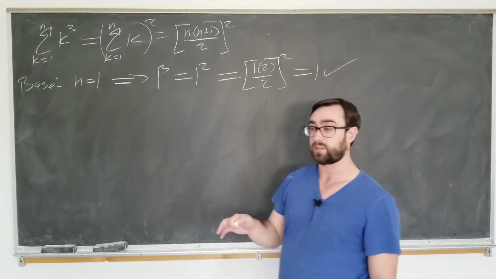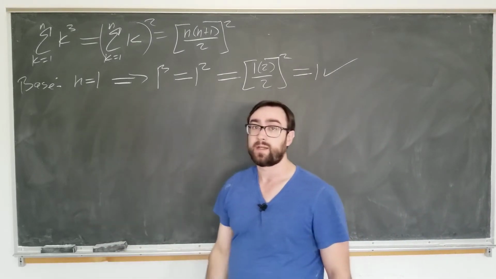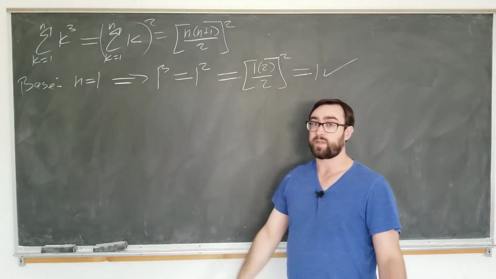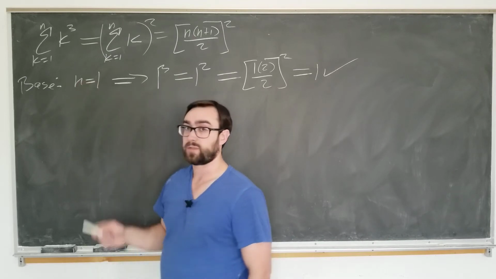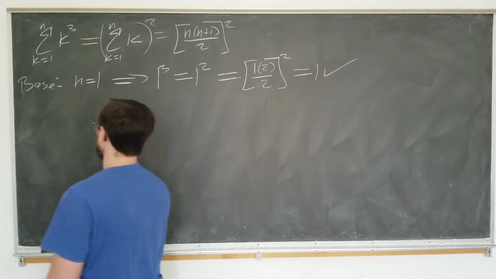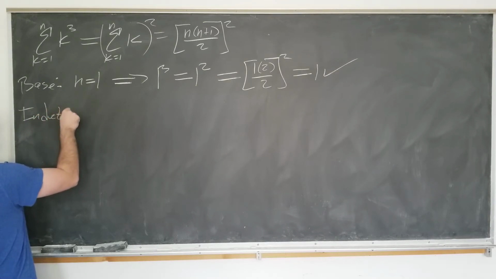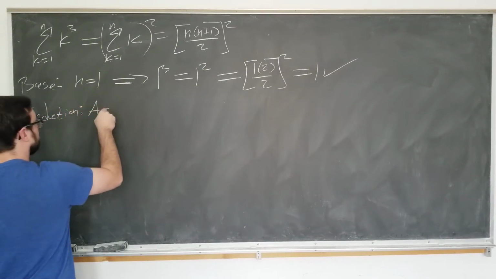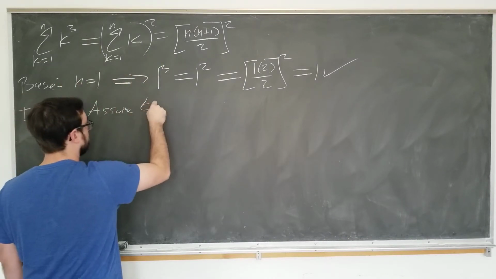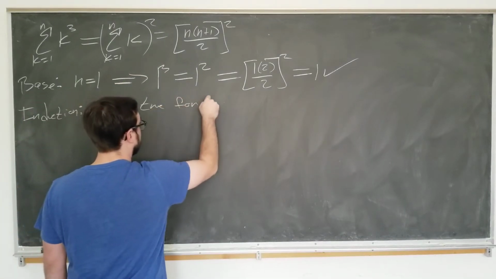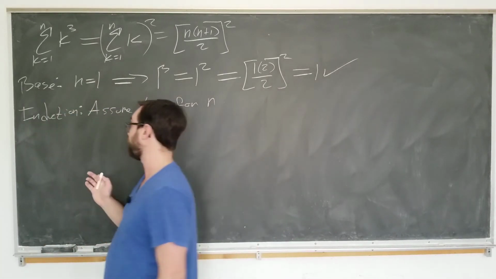Now for the induction step, we're going to assume that it holds for a particular integer n, and then show that it also holds true for the integer n plus 1, writing the sum in terms of n and n plus 1. Let's get started. I'm going to assume this is true for integer n. Now we just evaluate n plus 1 and see what we get.